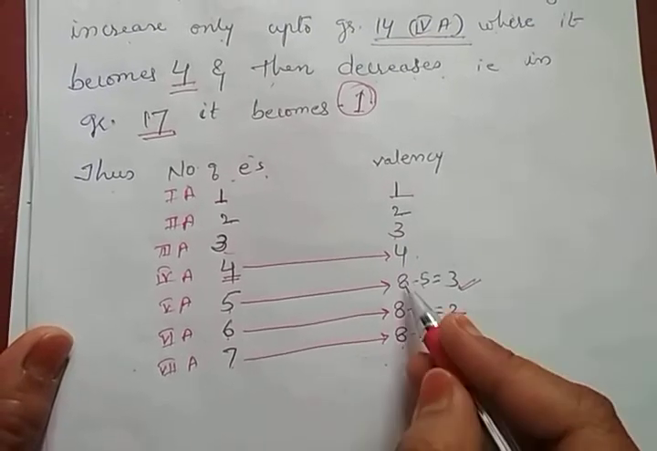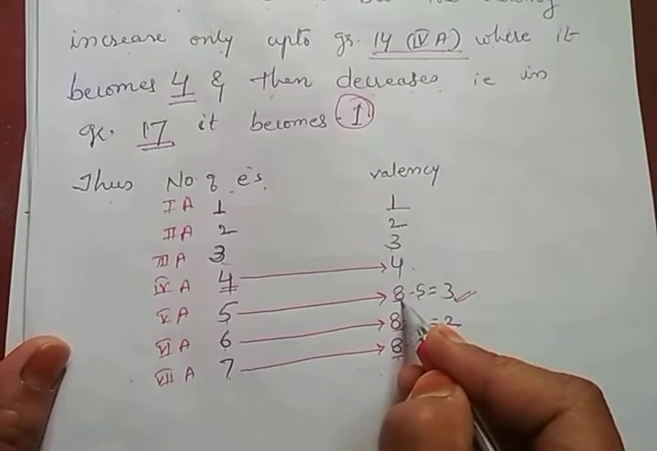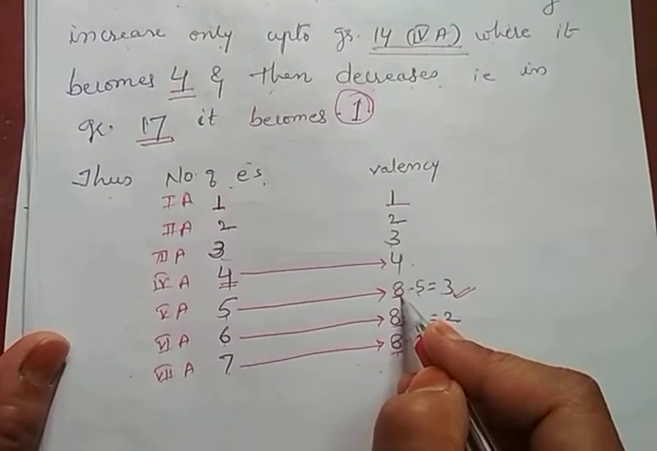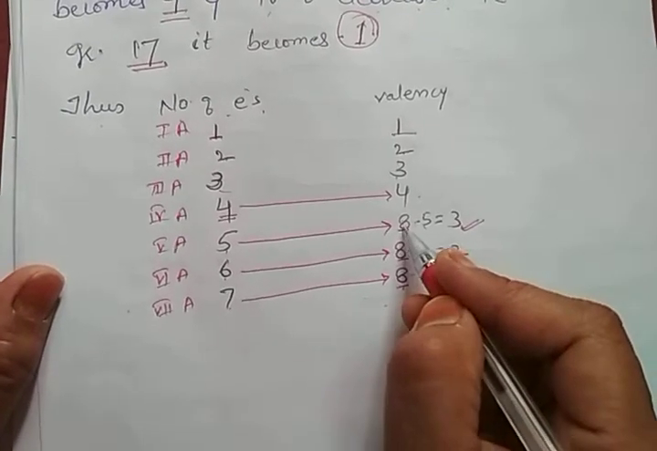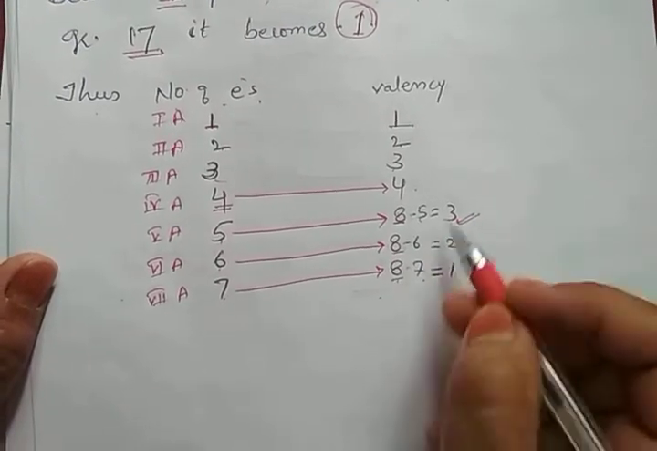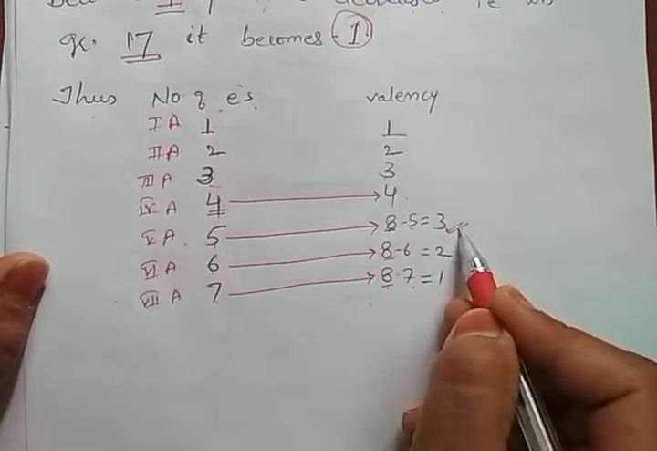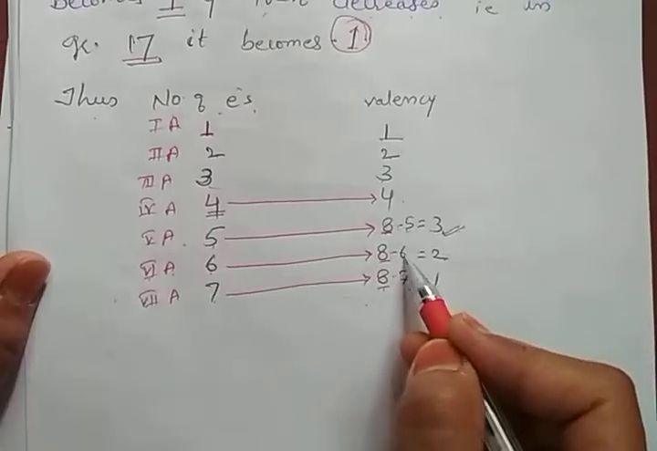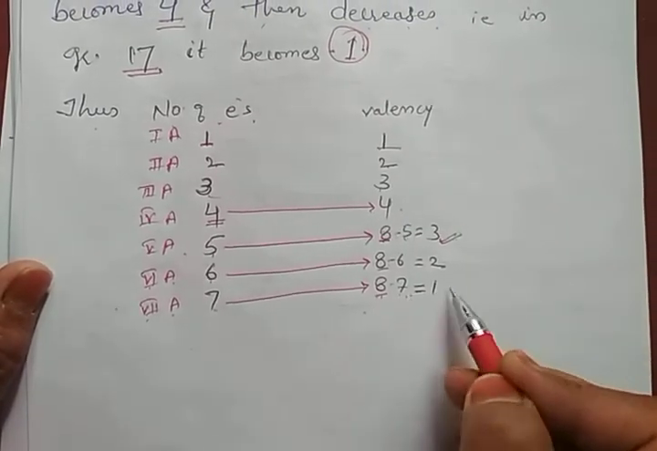Why do we have to consider this 8? Because this is the stable electronic configuration. If the elements have 8 electrons in their last valence shell, they will have special stability. So it is a stable electronic configuration. To calculate their valency, we use for the 5th group 8 minus 5, 3. For the 6th group 8 minus 6, 2. And for the 7th group 8 minus 7, 1.